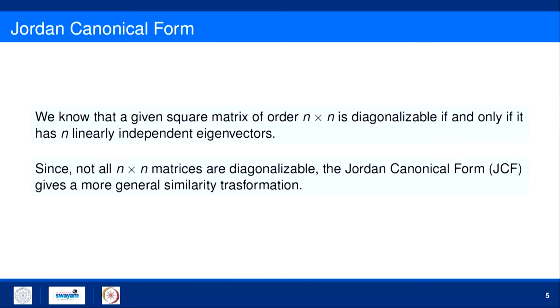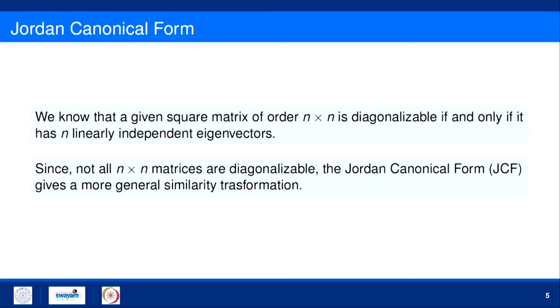So, now come to Jordan canonical form. We know that a given square matrix of order n by n is diagonalizable if and only if it has n linearly independent eigenvectors. So, if the number of linearly independent eigenvectors equals the size of the matrix, then the matrix is similar to a diagonal matrix, where the diagonal entries are eigenvalues.